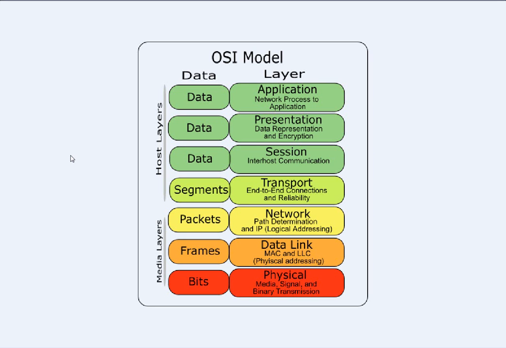OSI model. The OSI, or Open System Interconnection, model defines a networking framework for implementing protocols in 7 layers. Control is passed from one layer to the next, starting at the application layer in one station, proceeding to the bottom layer, over the channel to the next station, and back up the hierarchy. The OSI model consists of 7 layers: application layer, presentation layer, session layer, transport layer, network layer, data link layer, physical layer.